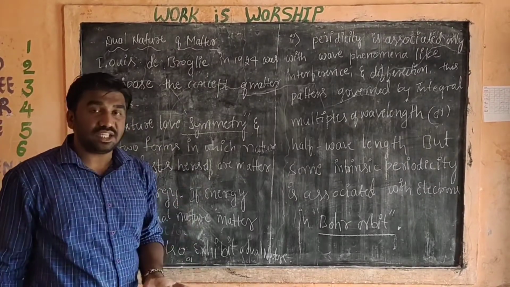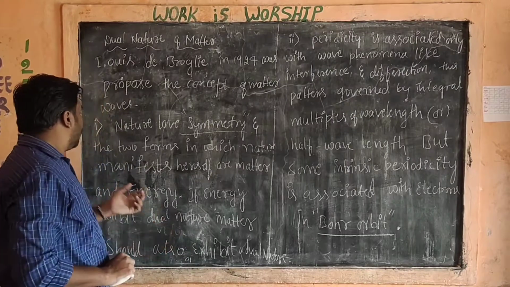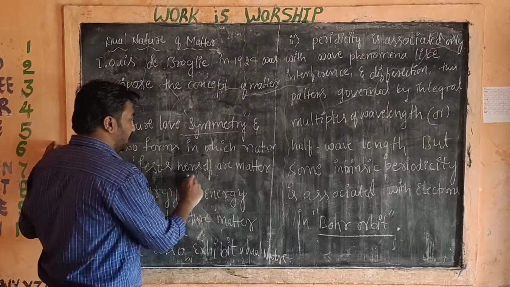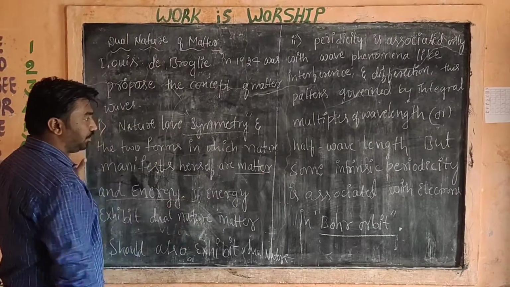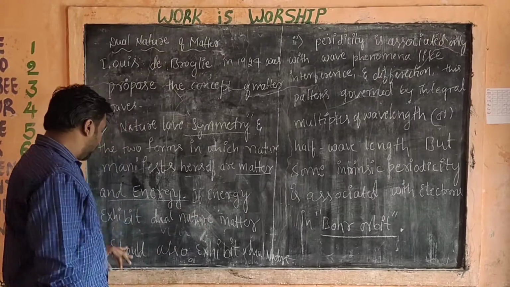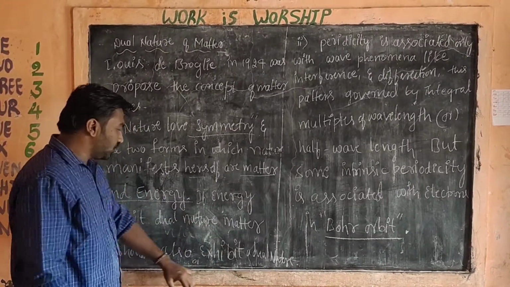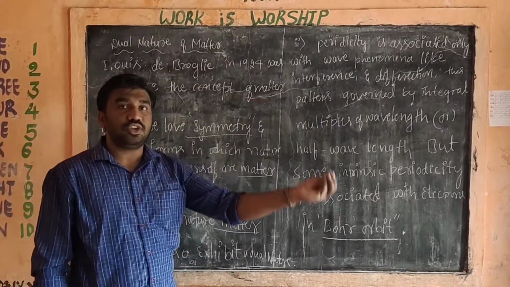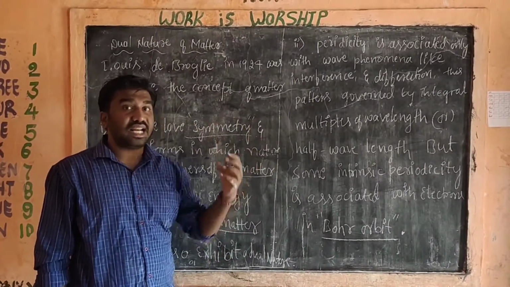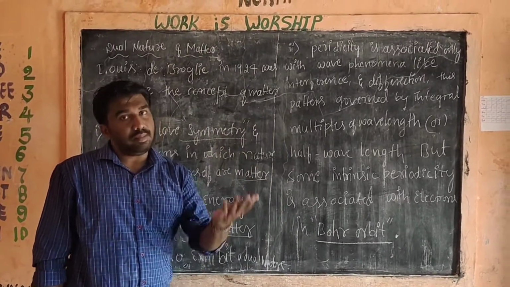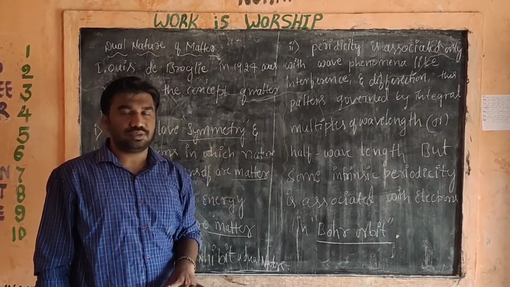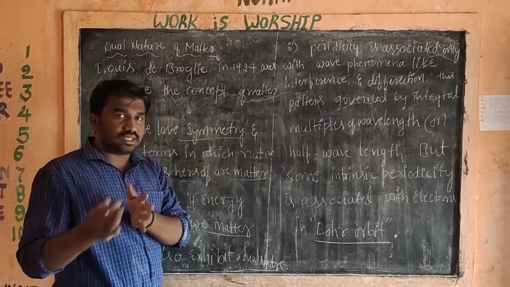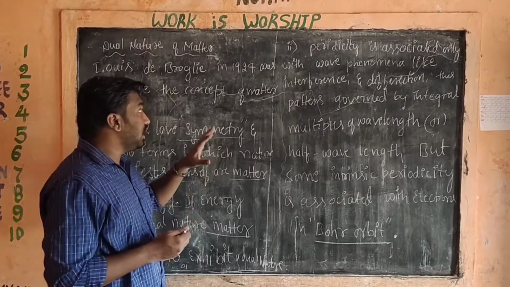So what is that dual nature? Wave nature and particle nature. The two forms in which nature manifests itself are matter and energy. If energy exhibits a dual nature, matter should also exhibit a dual nature. That means if light or radiation exhibits a dual nature, matter also obviously exhibits a dual nature. So this is the first point of de Broglie, his thoughts. This is how de Broglie concluded.